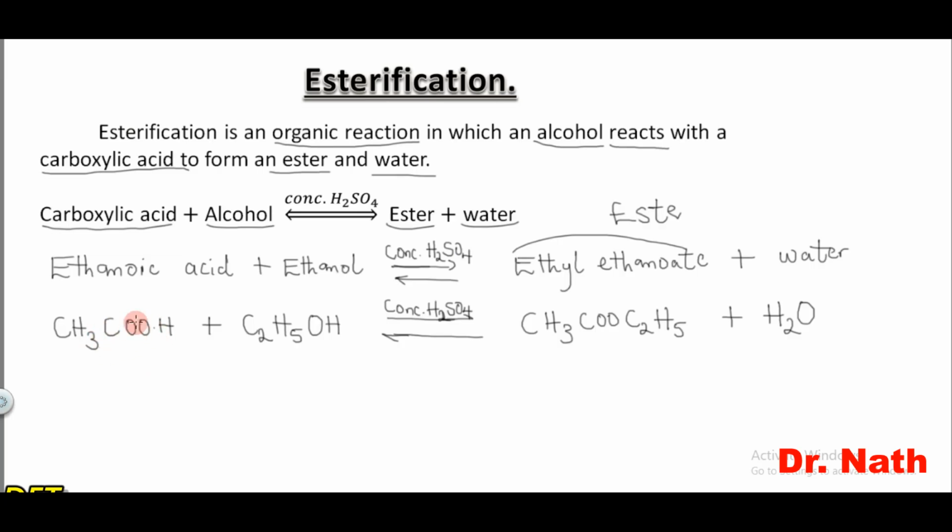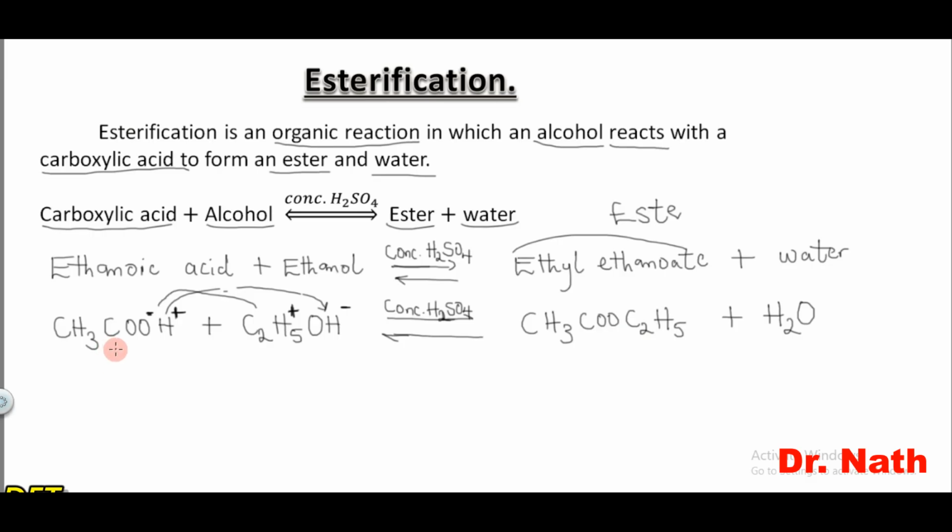This is the formula for ethanoic acid, and this is the formula for ethanol. When ethanoic acid reacts with ethanol, this hydrogen will ionize to form a positive ion. This CH3COO is the ethanoate ion, a negative ion. The hydrogen ion is a positive ion. This ethyl is a positive ion, and this OH is a negative ion. During the chemical reaction, this hydrogen will meet this OH ion to form water, and this positive ethyl ion will meet the negative ethanoate ion to form ethyl ethanoate, and that's what you have here.